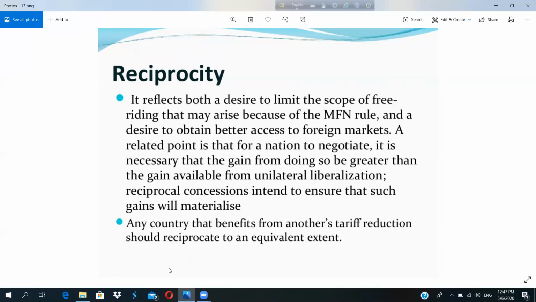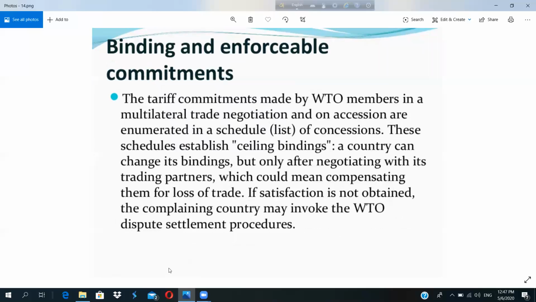So any country that benefits from others' tariff reduction should reciprocate to an equal extent. So that is the reciprocity of the WTO. Binding and enforceable commitment.